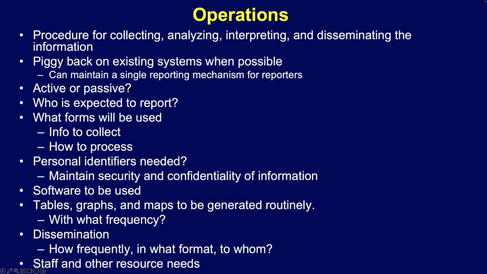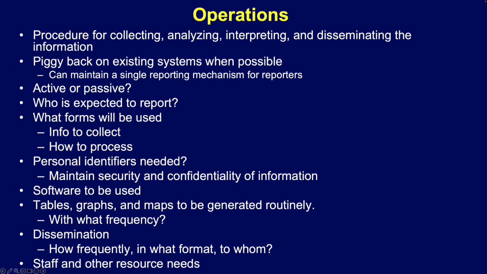So operational considerations include things like what will be the procedures for collecting, analyzing, interpreting, and disseminating the information that comes in. Just for efficiency's sake, it's always important to think about how other related or similar surveillance systems might be working and whether there's a way for you to piggyback on those existing systems when possible. Is it an active or a passive surveillance system? We'll come back to these attributes in a bit.